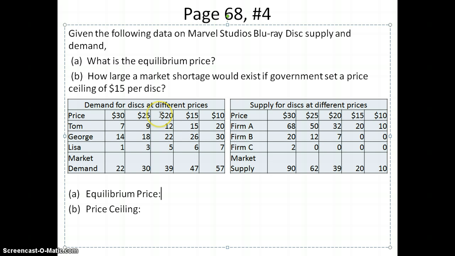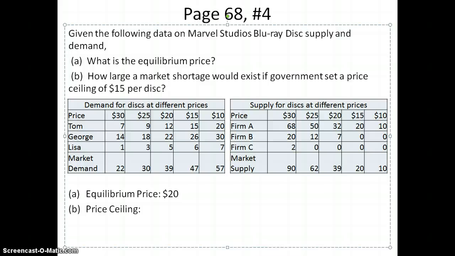So we go down to $20. Now there are 39 wanted, and at $20 there are 39 produced. So finally, at a price of $20, the amount made is exactly equal to the amount desired. So our equilibrium price is $20. If I were to keep looking at lower prices, I would see that more would be wanted than had been produced.